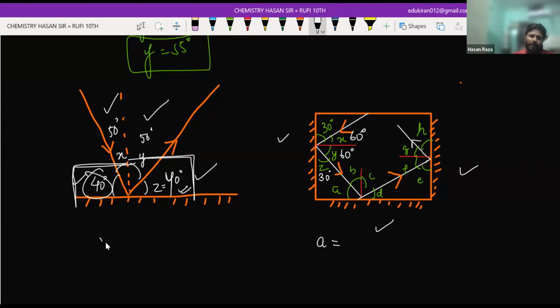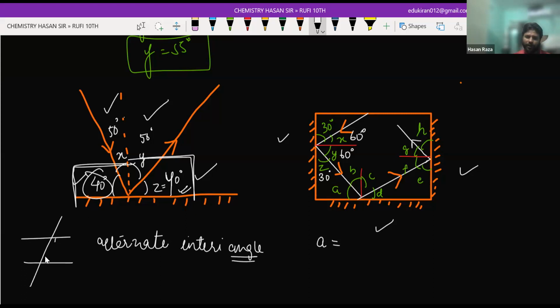Do you know alternate interior angle? I think you have studied this in geometry of class 9th, lines and angles, alternate interior angle. Are you aware of this? What is this alternate interior angle? If there are two parallel lines and there is a line intersecting them, then this angle will be equal to this angle, and this angle will be equal to this angle, which is called alternate interior angle. Yes or no? Now you can see this line, which is the normal for the left mirror, is parallel to the mirror which is below, on the bottom.